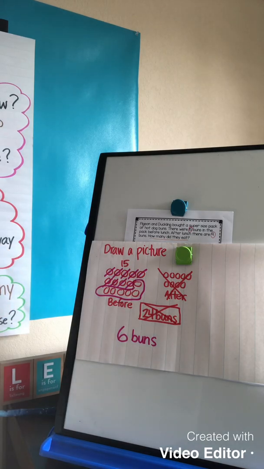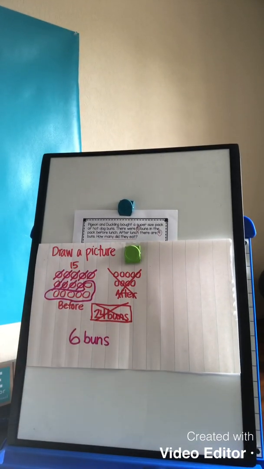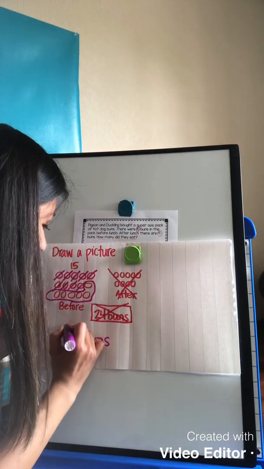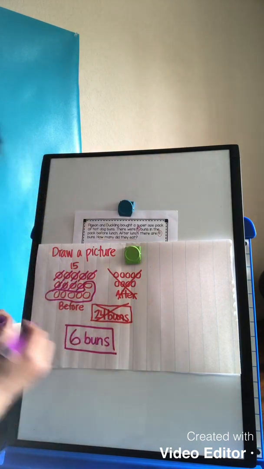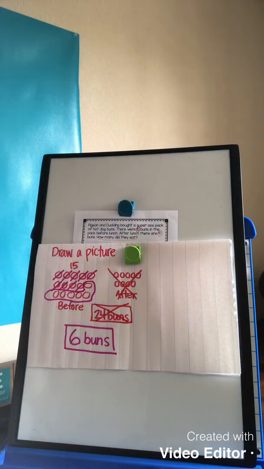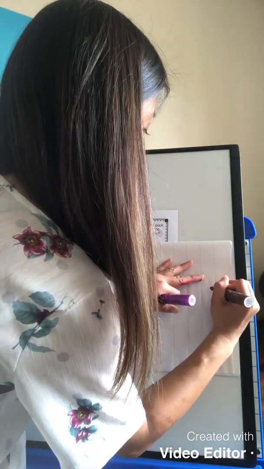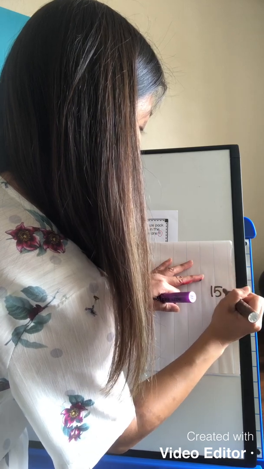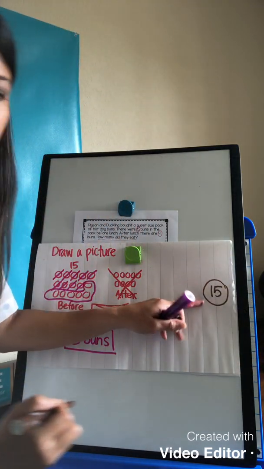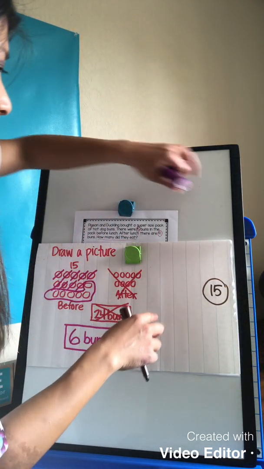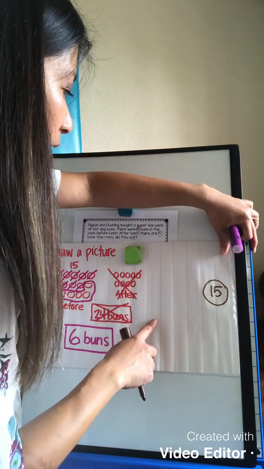Let's see if I can use a different strategy. I can try counting back to see if my answer is correct. And I'm actually going to put a box around this. So if there were 15 buns, I'll use a different marker. 15 buns, I can start with the number 15 over here. I'm going to circle it because this is where I'm starting, and I'm going to try counting back to the number 9 and see how many did they eat.